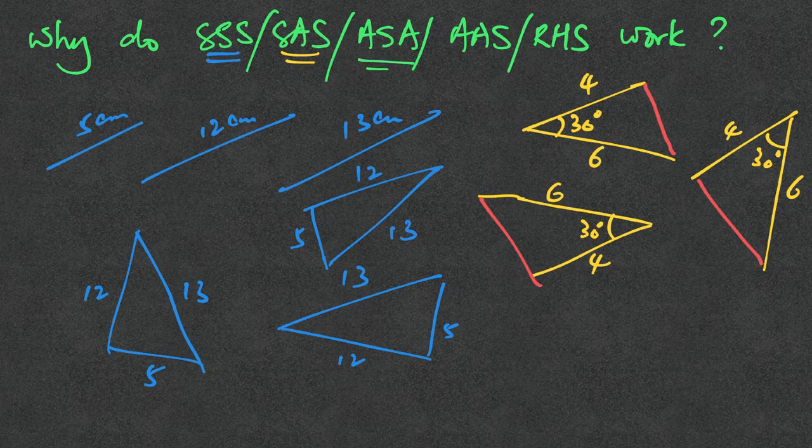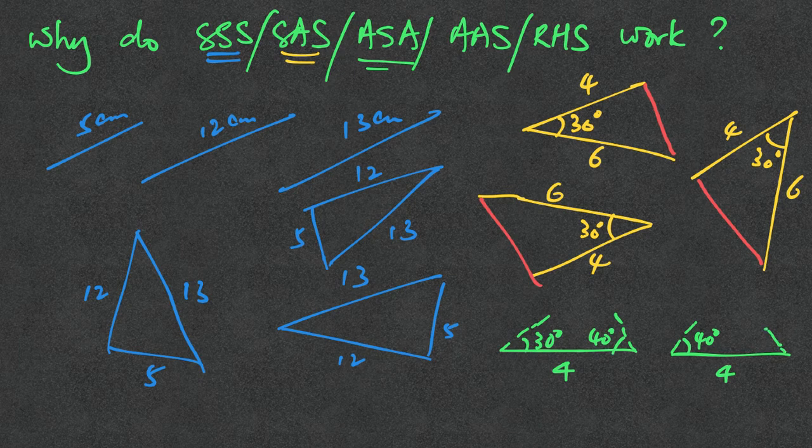ASA will be a bit difficult to draw. For example, it's 4 cm here, then you think of it as 30 degree, maybe this is 40 degree. So you have different ways to put it. For example, 4 here, this time you have 40 degree, you have 30 degree here, or you can turn it upside down, 4 here, 30 degree here, and then 40 degree here.